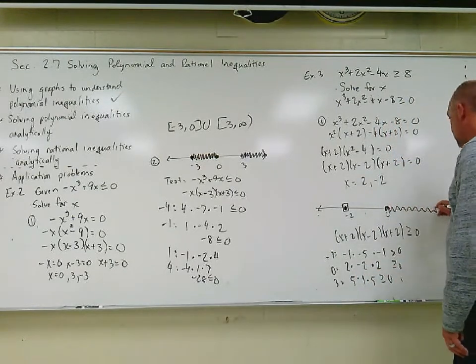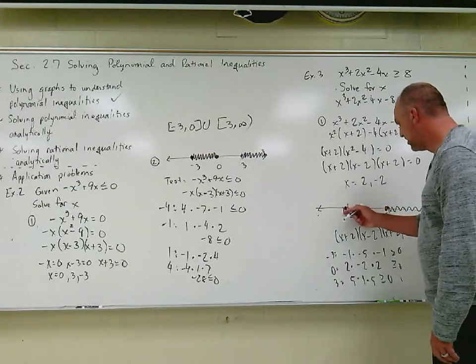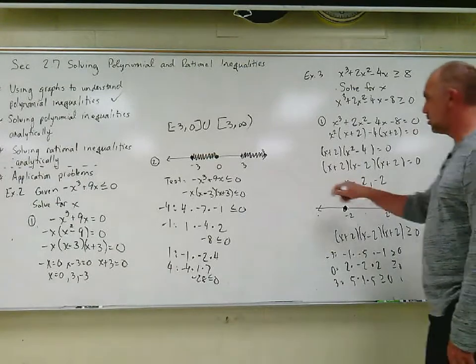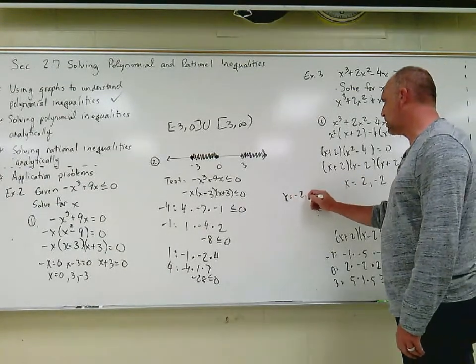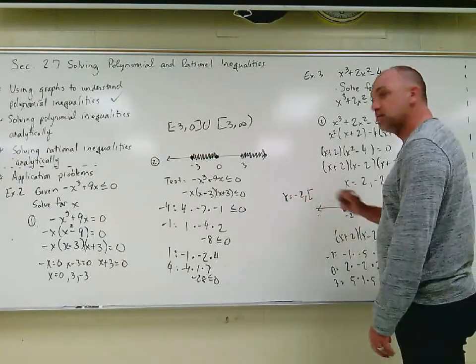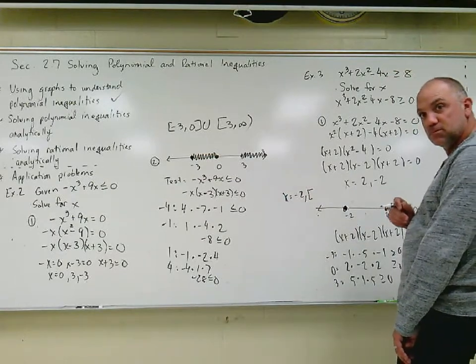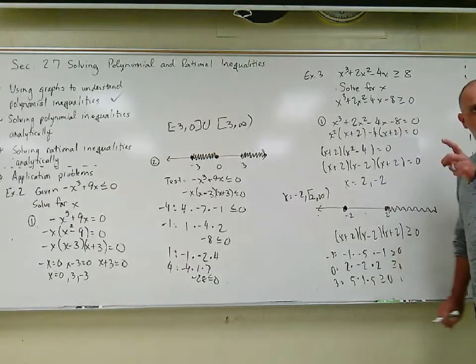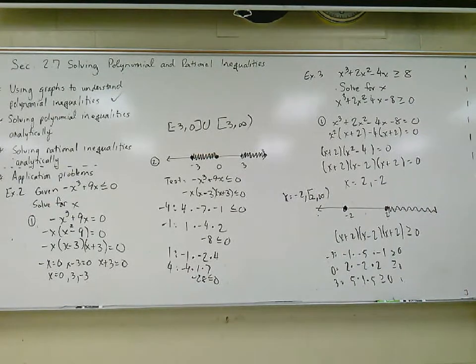And I'll shade, shade, and shade. So there and there. So my solution on this is going to be x equals negative 2, and then bracket 2 to infinity. You see where it's kind of weird, but you've got to give the negative 2 because it equals 0. Now, had this just said greater than 0, then I would not have given it.